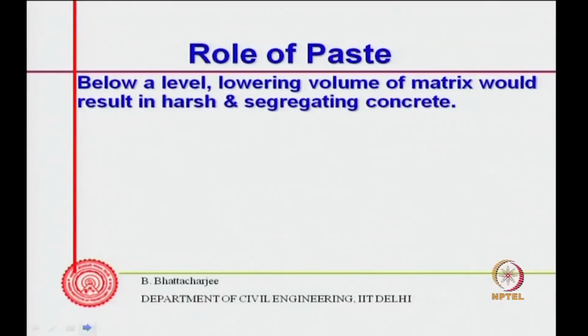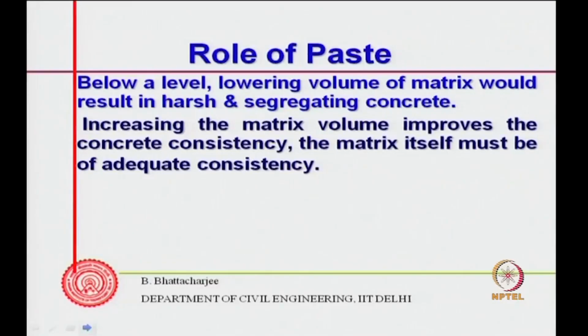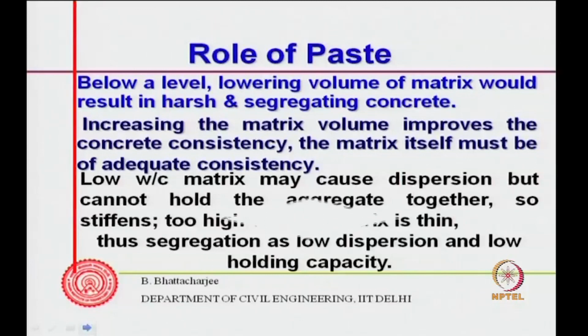So, below a level, lowering the volume of matrix should result in harsh and segregating concrete, because the aggregate will not be held together, they will move away. And increasing the matrix volume improves the concrete consistency. The matrix itself must be of adequate consistency. So, it increases the consistency.